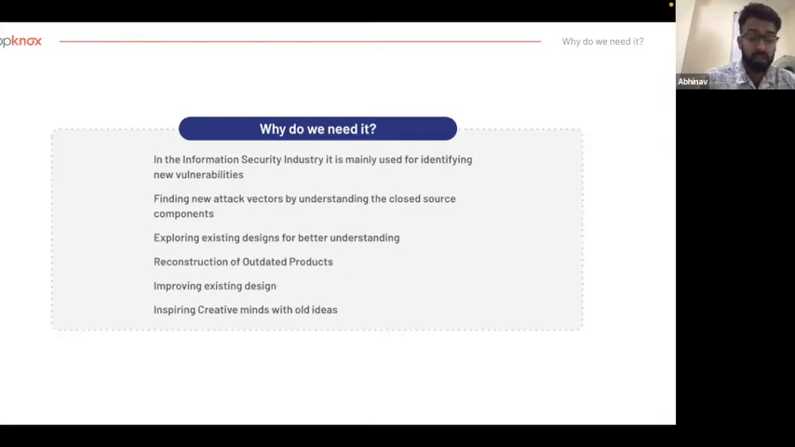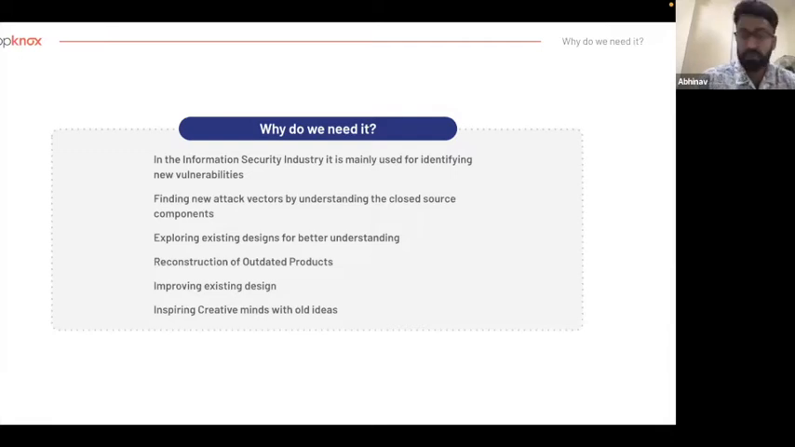We can reconstruct outdated products to fit into newer times. We can use it there as well. Also, to improve existing design, when we understand the industry norm for a particular service or a product, when we are able to reverse it and understand what exactly is happening, we can also come up with better ideas on how we can improve it. So there is scope for improving system design as well.